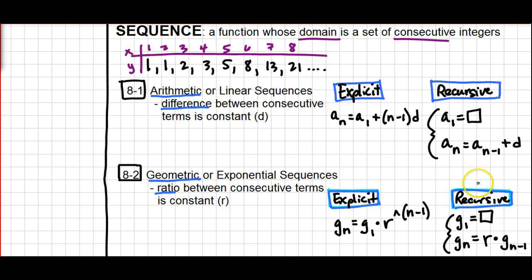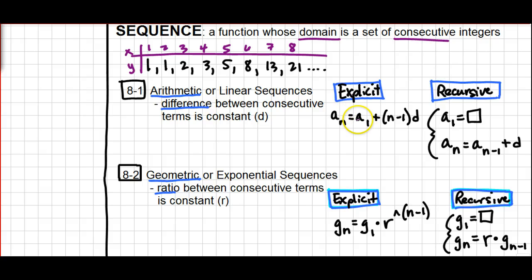The recursive formula's advantage is that it's very easy to use in order to generate the sequence itself. So if you're given information and asked to generate, for example, the first 5 terms of a sequence, the recursive formula is a good way to go. So let's look at all the different parts of all 4 of these equations.